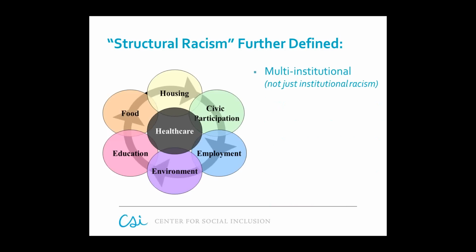Multi-institutional really looks at the ways that all of the institutions, the education, economy, and the environment, are linked and oftentimes reinforce each other. And so this goes beyond individual institutions, which means that solving racial disparities in one institution may not necessarily improve disparities in others. So we really have to look at the whole picture, right?